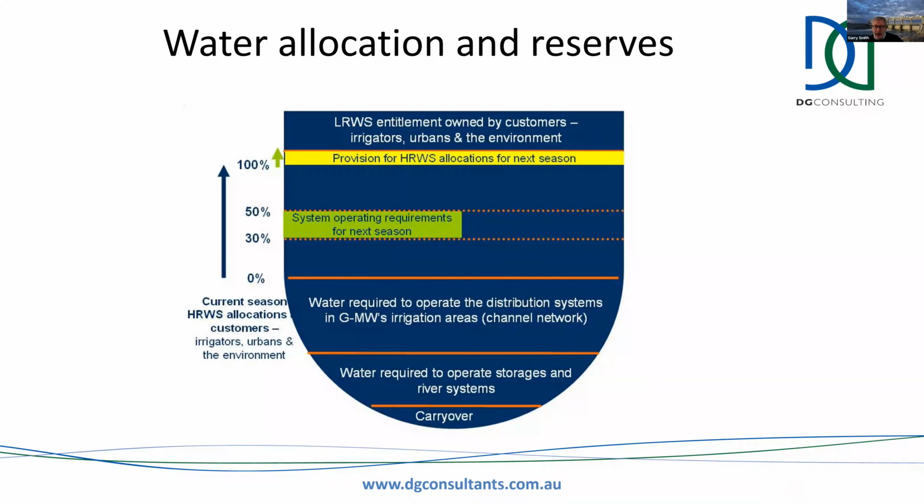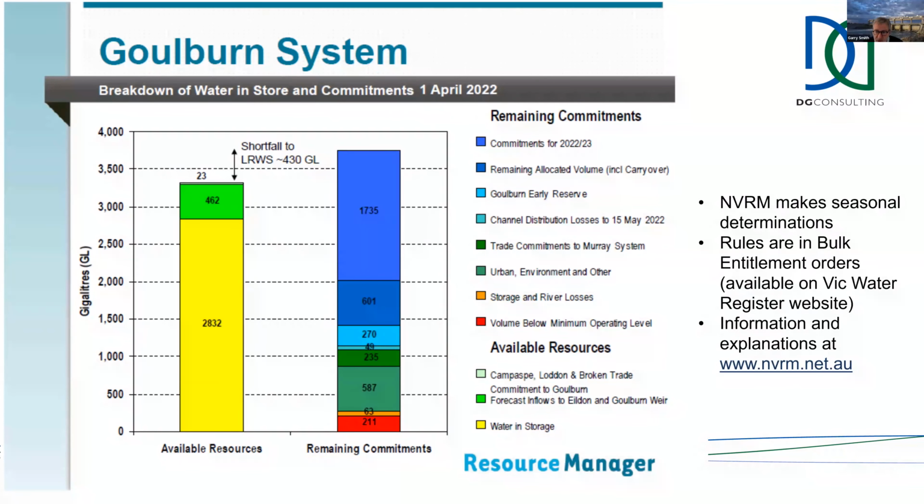Okay, the other tool and the other way that can help understand each time there's an assessment of allocations: the Northern Victorian Resource Manager puts out a water balance diagram, and here's an example of one. These are all available on the Northern Victorian Resource Manager's website. You can see that address there.